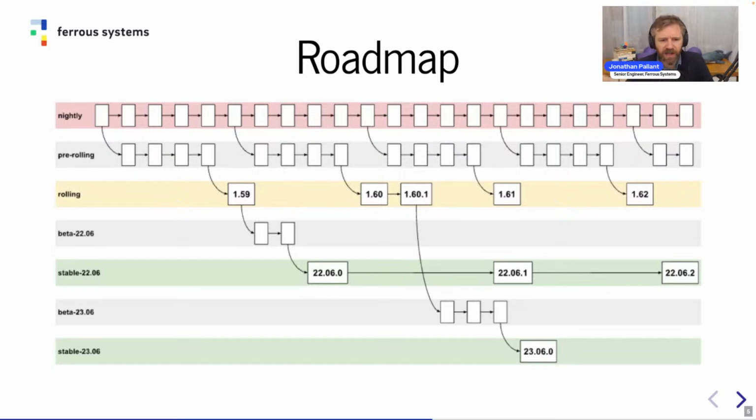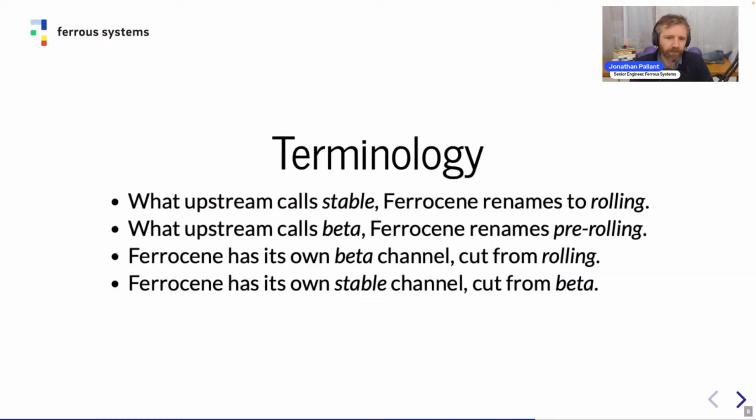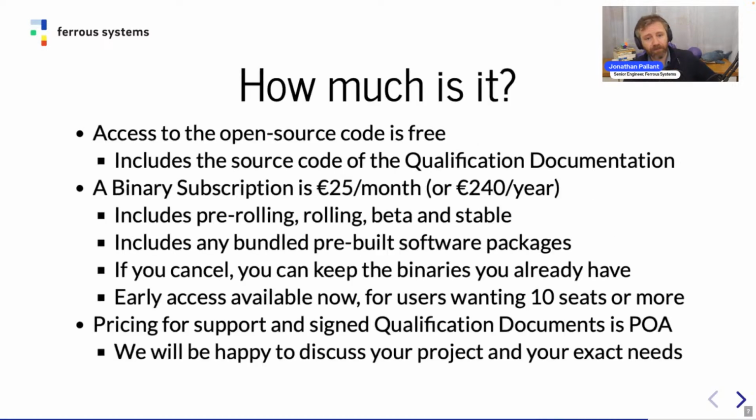The 2306 release is actually cut from Rust 1.68.2. There may be another 23 dot release this year. We may be looking at a 24 dot something early next year. For the avoidance of doubt, that is year and month in the Ubuntu style. So upstream call it stable, we call it rolling. Upstream call it beta, we call it pre-rolling. And then we introduce our own levels of Ferrocene beta and Ferrocene stable.